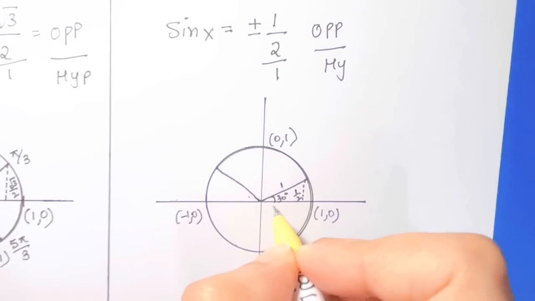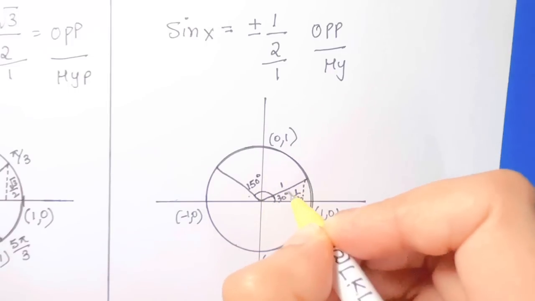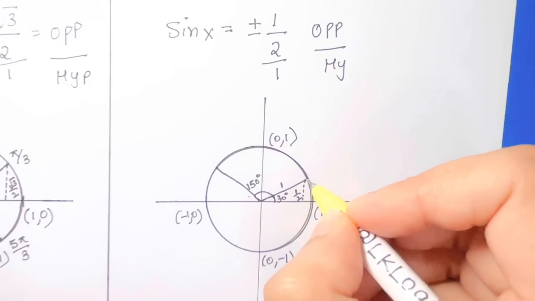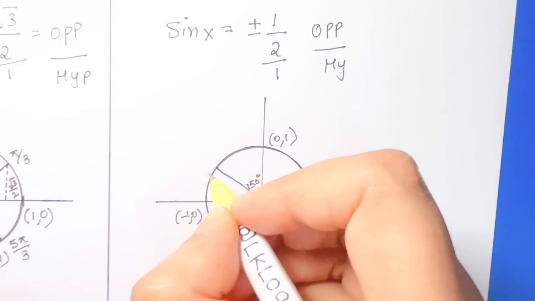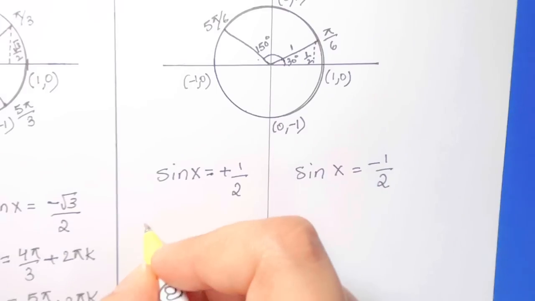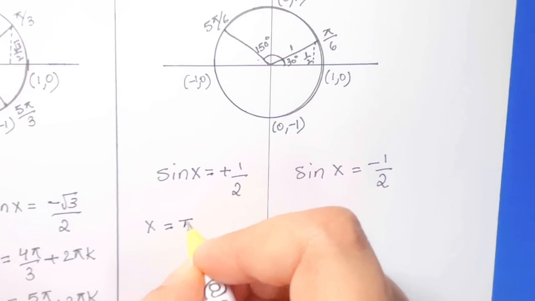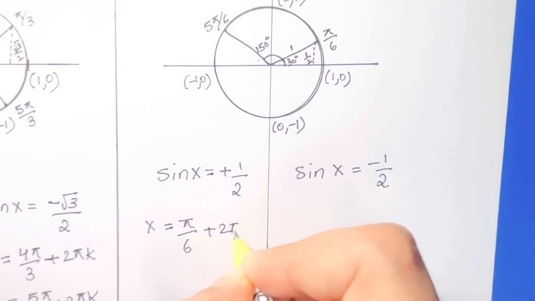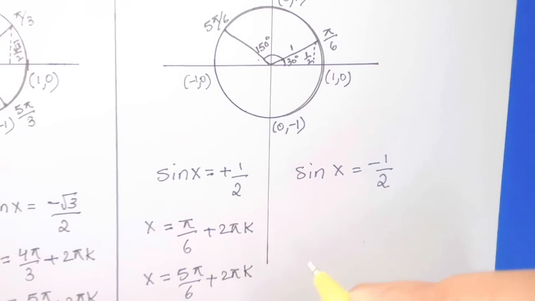180 minus 30. That will give us 150 degrees. This one in radians is π/6. This one in radians is 5π/6. So we have x is equal to π/6 plus 2π constant, and x is equal to 5π/6 plus 2π constant.